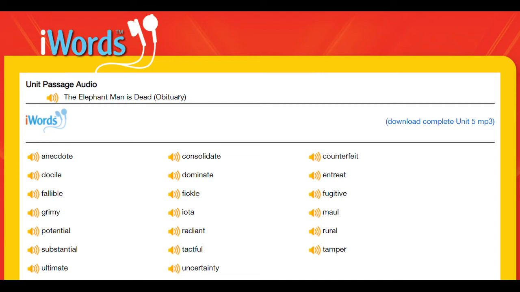The next word in Unit 5 is radiant. Radiant is an adjective meaning shining or giving forth light or energy. A painter may be famous for the radiant colors of his or her canvases. Also, Polaris is the most radiant star in the northern sky.